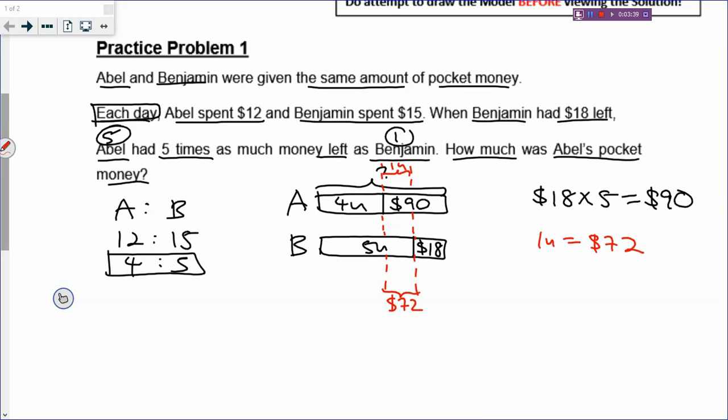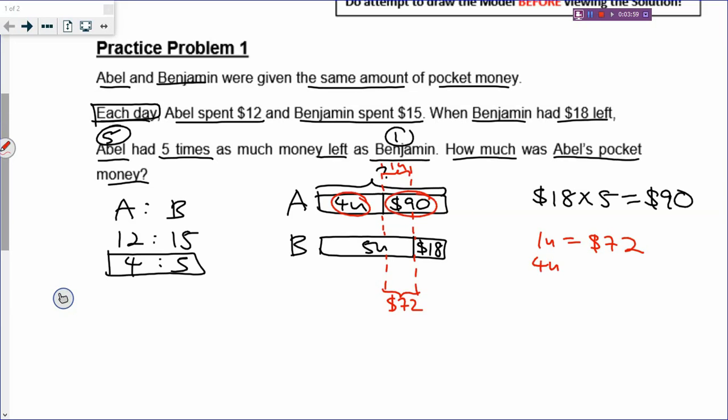So when you draw a model, one of the guidelines or one of the tips to how to look at the model is to look for the difference. See whether you can find any difference. Alright, so how much was Abel's pocket money? So I have to find how much is 4 units and then plus 90. That will be Abel's pocket money.